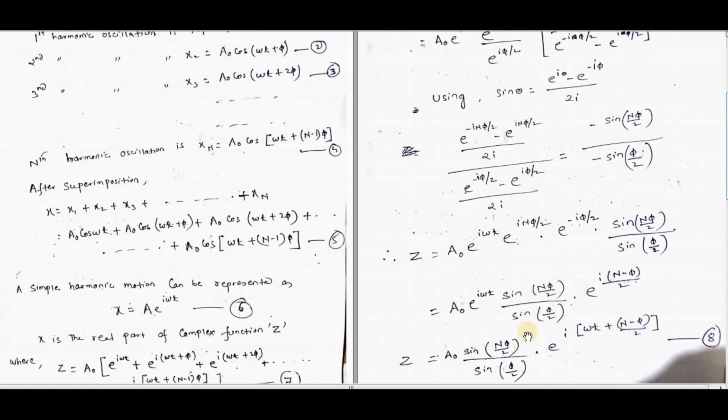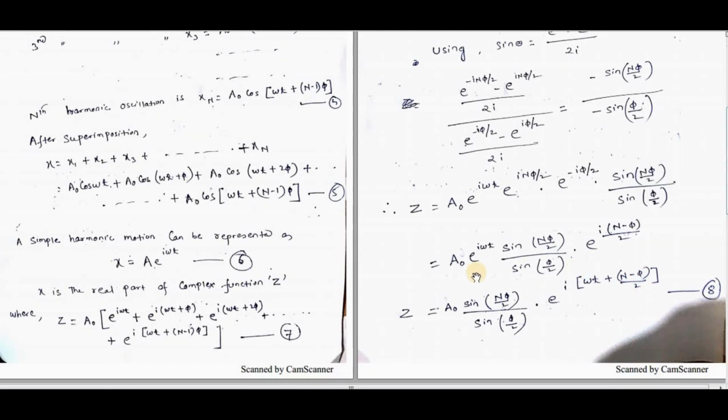So after slight rearrangement, what I get is a0 e to the power i omega t, sin n phi by 2 divided by sin phi by 2, into e to the power i n minus 1 phi by 2. Since these exponentials have a common base, I can add them and write e to the power i omega t plus n minus 1 phi by 2. So ultimately I am getting this equation: the complex function z is a0 sin n phi by 2 divided by sin phi by 2 into e to the power i omega t plus n minus 1 phi by 2.